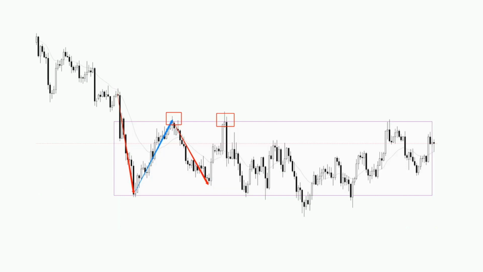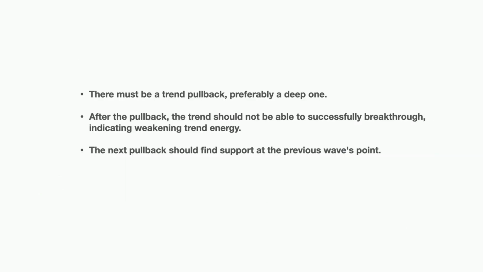The two cases we just discussed are quite standard and straightforward. However, in actual markets, we will encounter various variations. Overall, the formation of a range involves 3 steps. First, there must be a trend pullback, preferably a deep one. Second, after the pullback, the trend should not be able to successfully break through, indicating weakening trend energy. Third, the next pullback should find support at the previous wave's point.